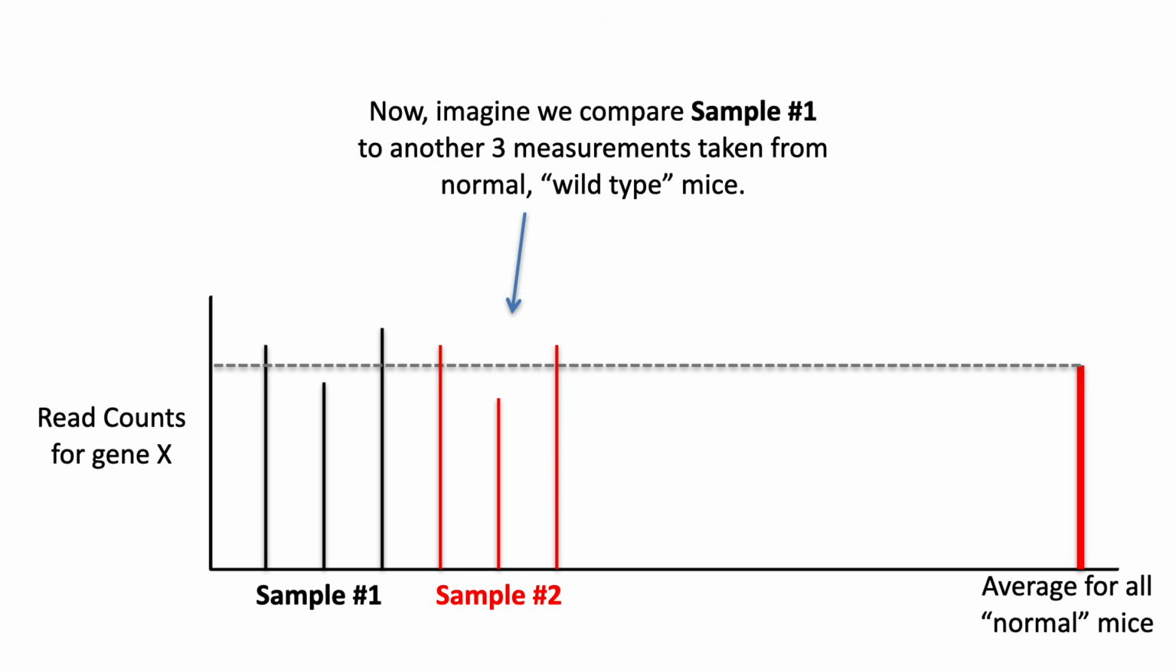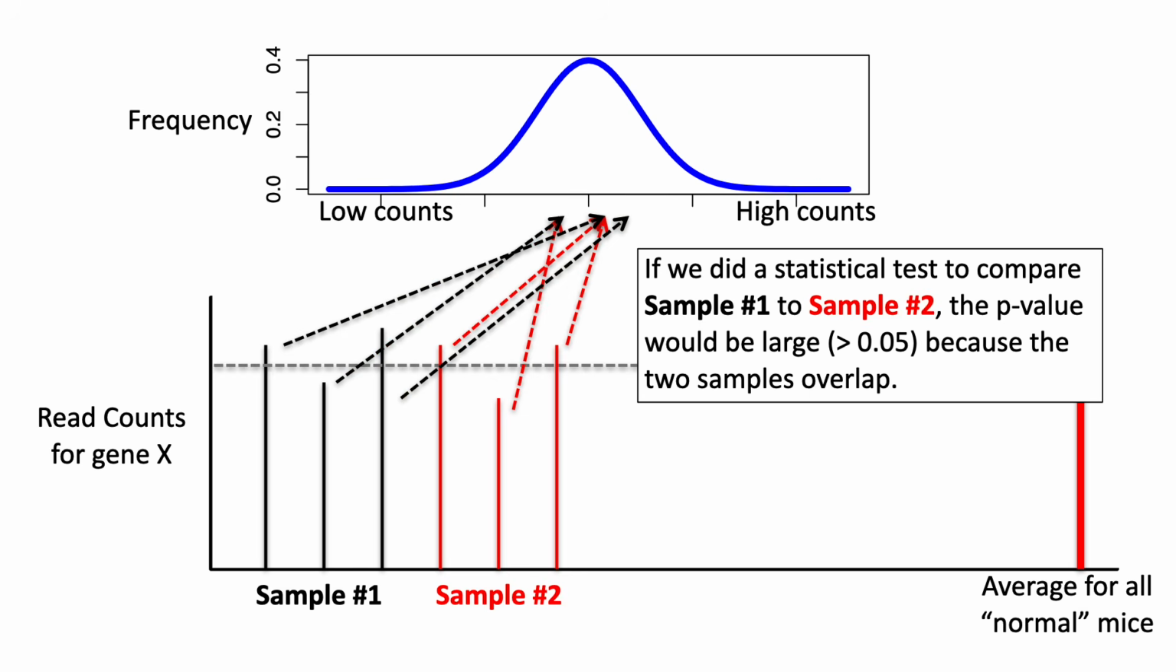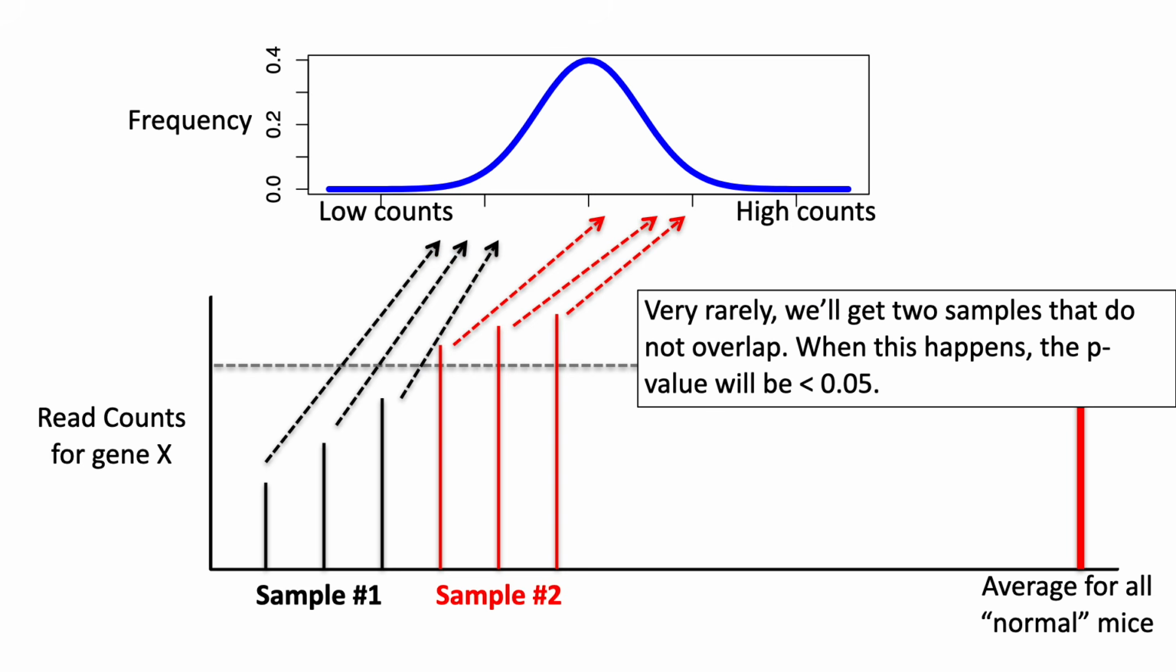Now, imagine we compare sample number 1 to another 3 measurements taken from normal, wild-type mice. We'll call these new measurements sample number 2. Again, these 3 measurements come from the middle of the distribution. If we did a statistical test to compare sample number 1 to sample number 2, the p-value would be large, greater than 0.05, because the 2 samples overlap.